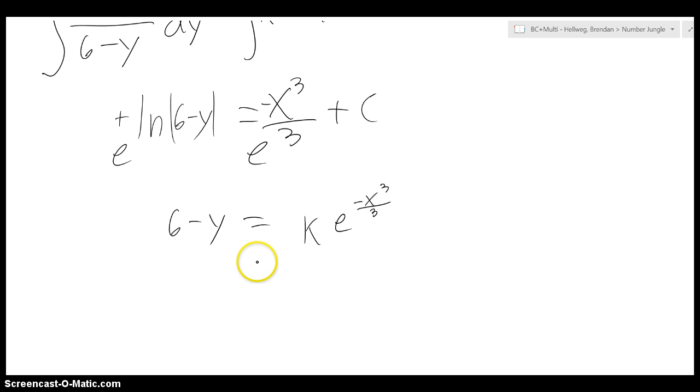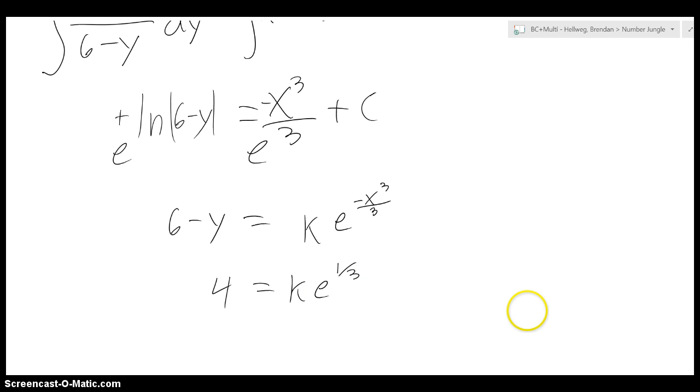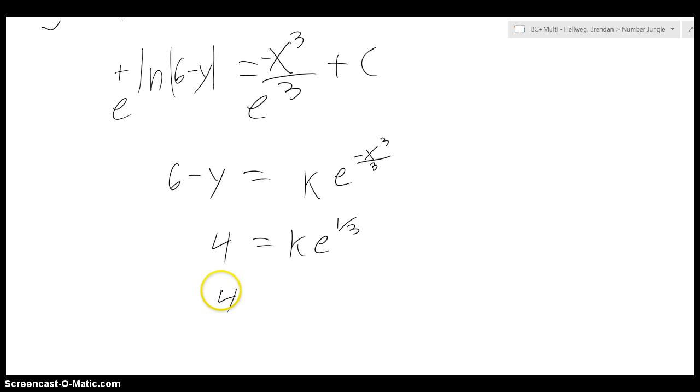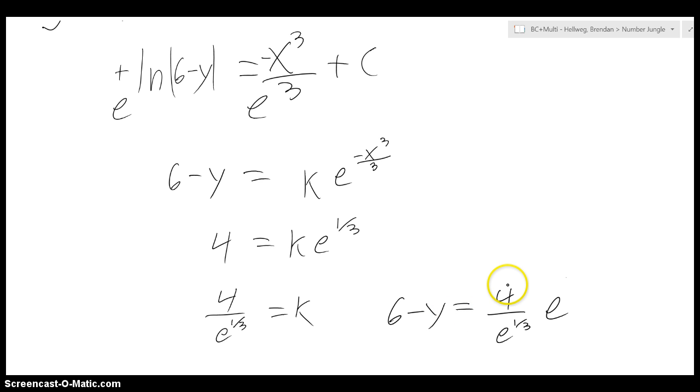So the next step is let's just plug in y and x. So when x is minus 1, y is going to be 2. So 4 equals k e to the minus 1 cubed over 3, so that would be minus 1/3. So k is going to be 4 over e to the minus 1/3. So now if we just want to really put this out there explicitly, it's going to be 6 minus y equals 4 over e to the 1/3 times e to the minus x cubed over 3.